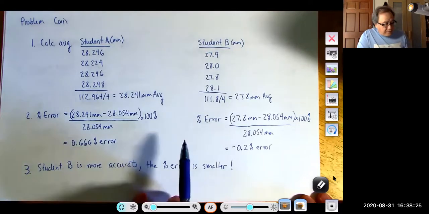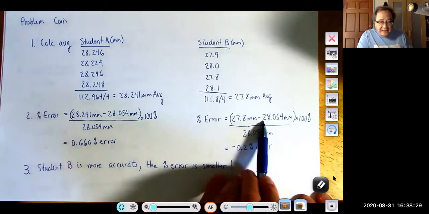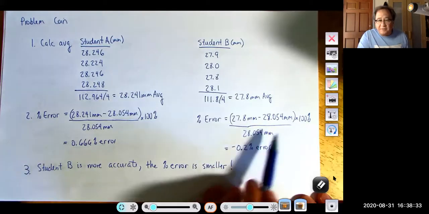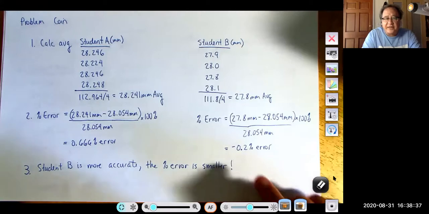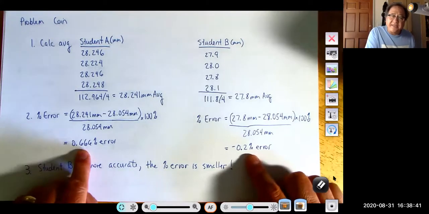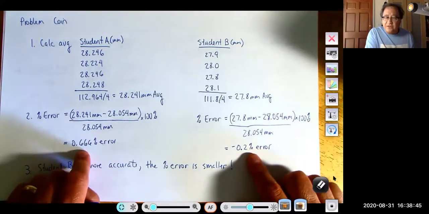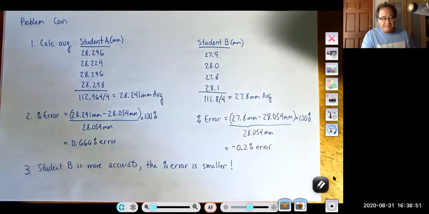For student B, we're going to take the average, subtract from that the accepted value, divide by the accepted value, multiply by 100%. So here we get a negative 0.2% error. So what does the positive error on the left mean? It means that this average was too large. What does the negative value on the right mean? It means this value is too small. So that's why the negative and the positive help.